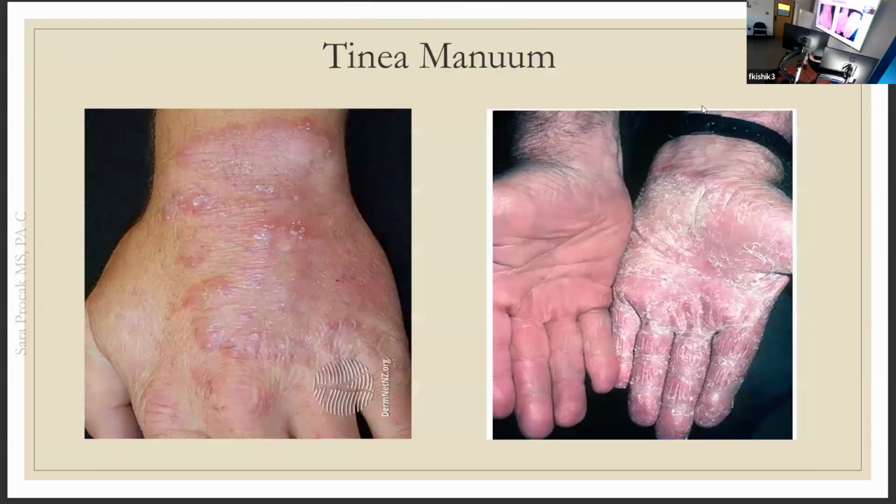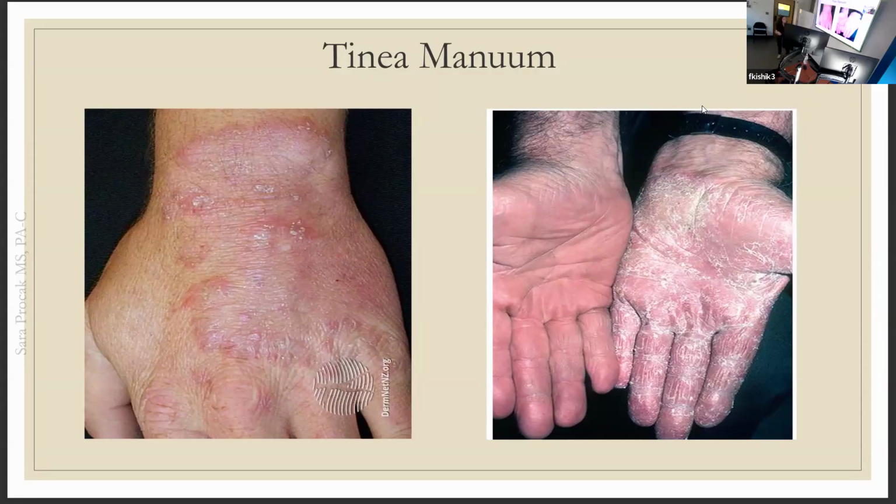All right. Okay, tinea manuum. So this is going to be the dermatophyte infection affecting the hands. This is oftentimes referred to as one hand, two feet syndrome, where someone's going to have tinea pedis on both of their feet, and then they're going to spread it to their dominant hand. Okay, and it's going to look just like that.